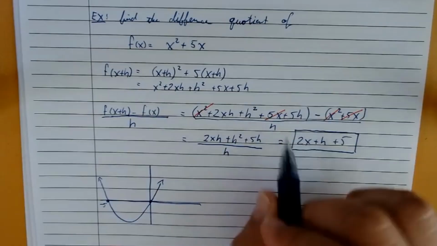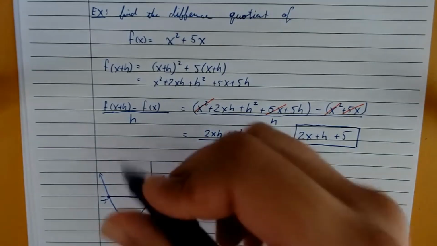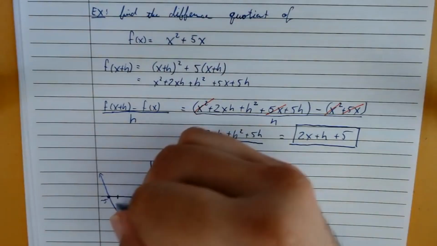What this difference quotient is saying is, okay, give me an x value. Oh, let's say negative 4. Okay, so negative 4.